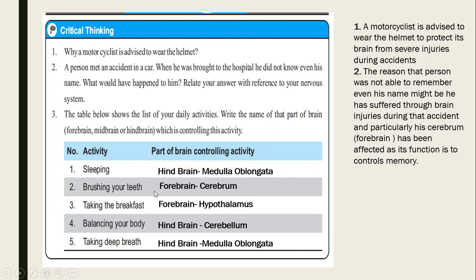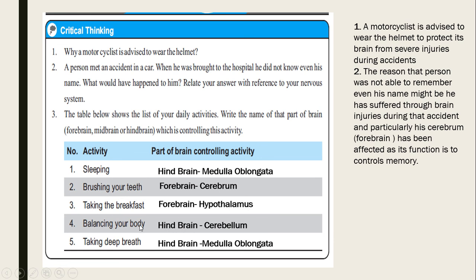Brushing your teeth. Yes, you are going to do it with your intention. You are thinking about it. So remember, thinking was controlled by the forebrain, and the part is majorly the cerebrum. Taking breakfast, again you are doing it with your wish or will, you are thinking about it, and it's the forebrain, majorly the hypothalamus, because the hypothalamus is the portion which controls your hunger and thirst.